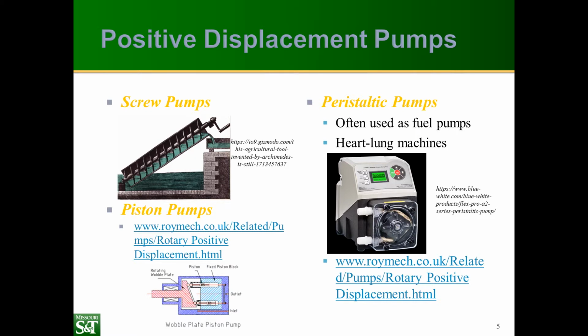Piston pumps basically use pistons to pump a fluid, and you have typically two pistons. So when one piston is pushing the fluid, the other one is filling. And then when it switches, and the next one pushes the fluid, and the first one fills to maintain a more consistent output. Peristaltic pumps are often used as fuel pumps or in heart-lung machines. You have a flexible tube, and you compress a part of the tube and then move the part that's being compressed to push the fluid along.